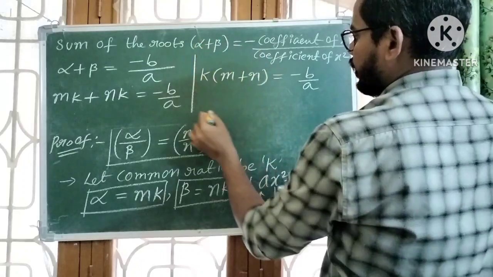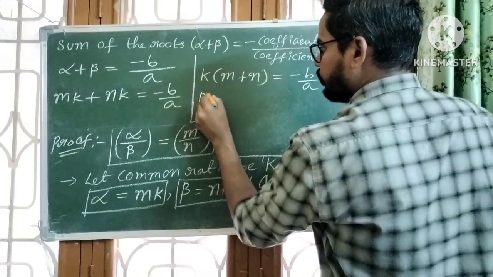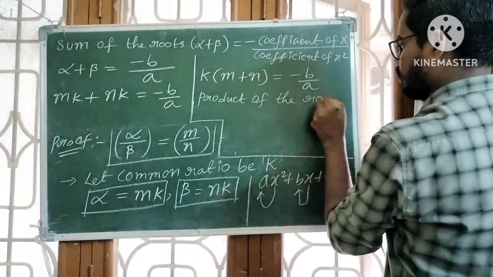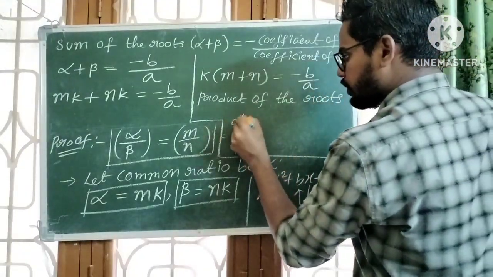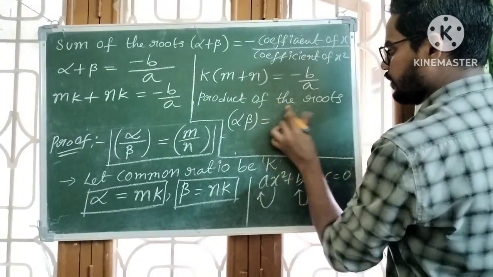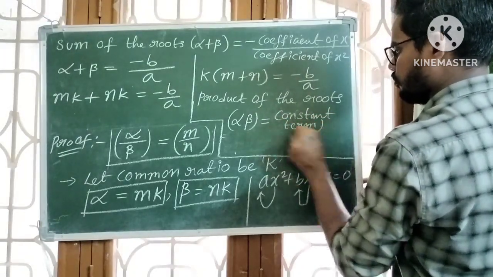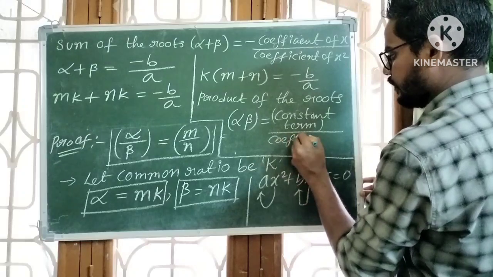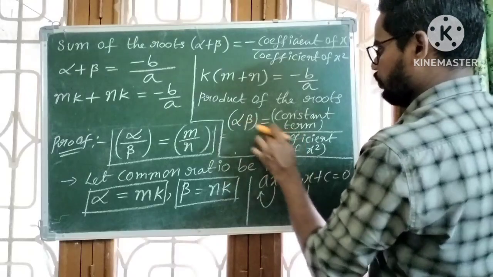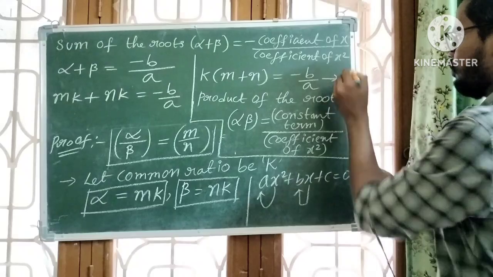Next. Similarly, we have one more formula in quadratic equations, the product of the roots. Product of the roots means alpha into beta. So alpha into beta is equal to, what is the formula? Constant term by coefficient of x square. This is the product of the roots formula. Let it be equation number 1.